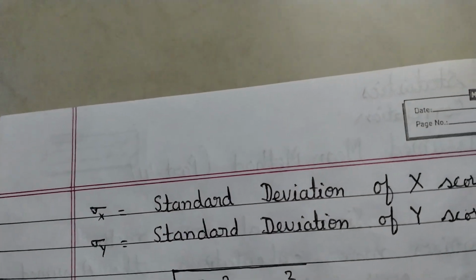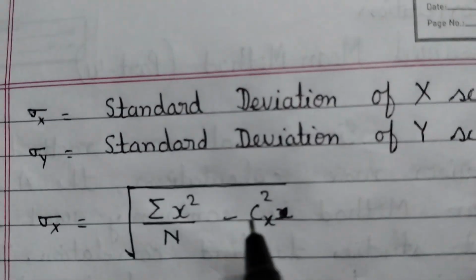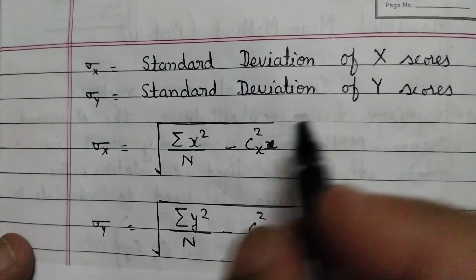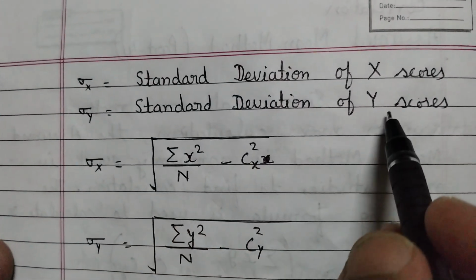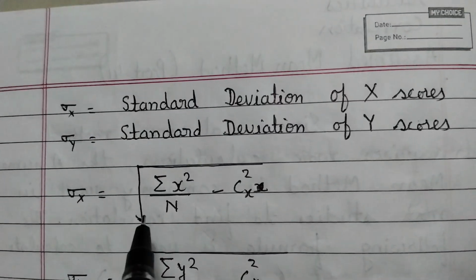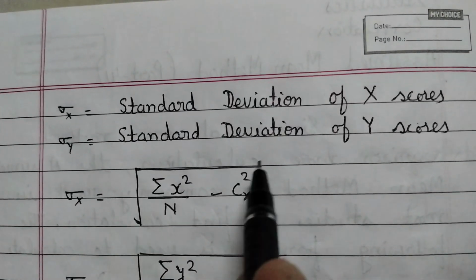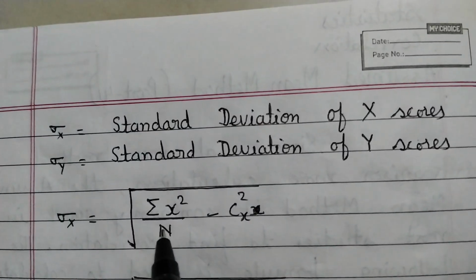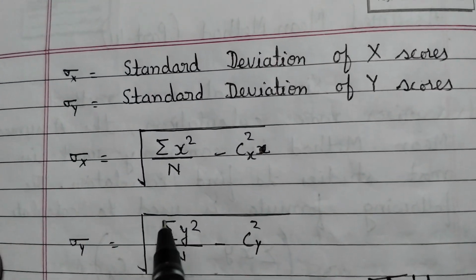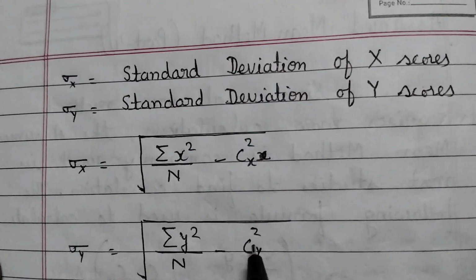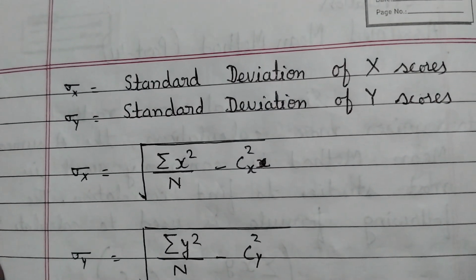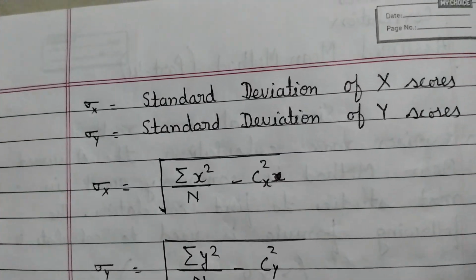Now, sigma x is equal to the standard deviation of x scores, and sigma y is equal to the standard deviation of y scores. The formula to calculate sigma x is the square root of summation x square by n minus cx square, and sigma y is the square root of summation y square by n minus cy square. So this is the theoretical portion.